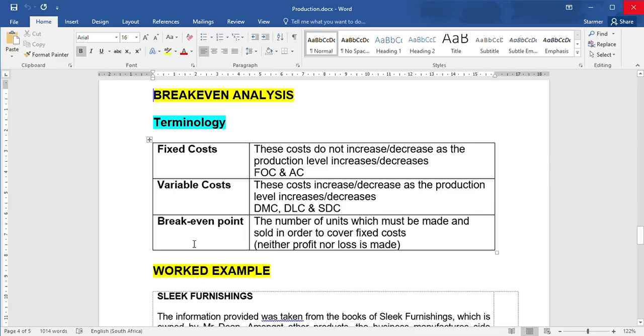Then the term break-even point. Basically, break-even point means you don't make a profit or a loss. I think this is quite a good definition. Break-even point refers to the number of units which must be made and sold, not just made, remember, you've also got to sell them, in order to cover your fixed costs. Even if your factory is not operating, you're still going to have those fixed costs. You're still going to have to pay for the rent. You're still going to have to leave the lights on in the factory for security reasons, and so on. So you need to see how many units you need to make and sell in order to be able to cover those fixed costs so that neither a profit nor a loss is made.